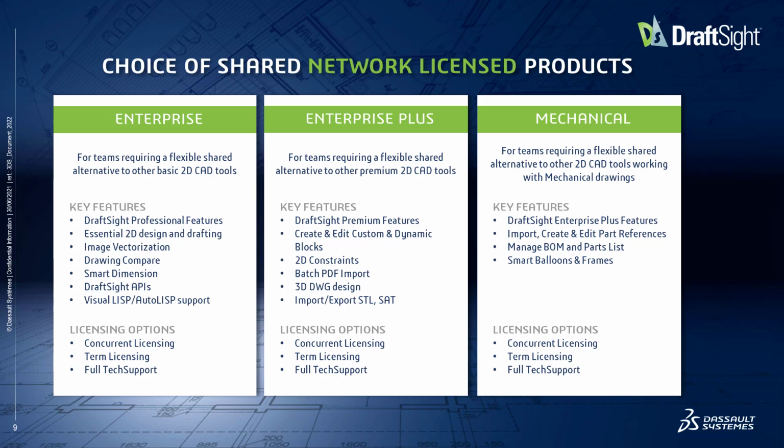Now, the newest addition to the DraftSight portfolio is DraftSight Mechanical, where you can access and manipulate mechanical data created in other 2D CAD programs. DraftSight Mechanical offers customizable part references, BOM and parts list managing, and smart balloons to annotate mechanical drawings with ease. And again, if you have an existing mechanical 2D CAD solution, DraftSight Mechanical can read that data that's already in those drawings, such as part references. And then you can edit them and utilize them from there.